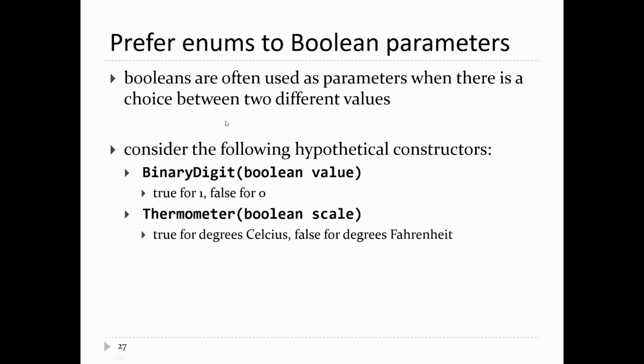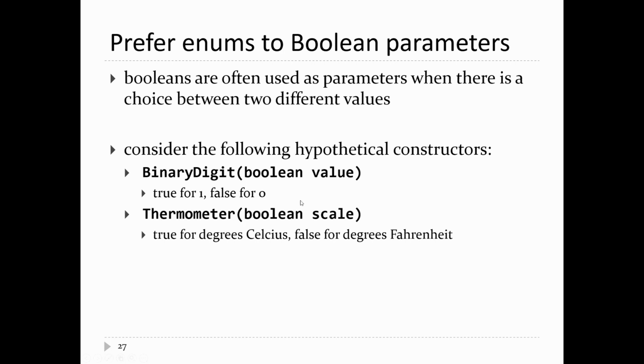Often the choice is between two different values, right? So often you'll see a method that takes in some Boolean value, right? So for example, here's a constructor for binary digit, right? So binary digit is just 0 or 1, right? So a constructor for that class might take in a Boolean value, right? So true represents 1, false represents 0, right?